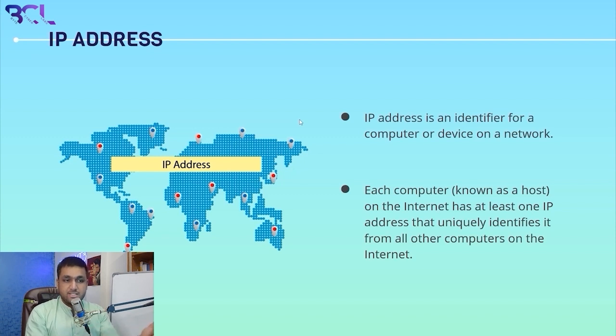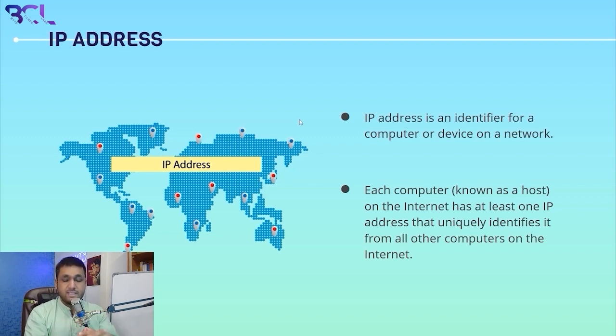Each computer, known as a host, on the internet has at least one IP address that uniquely identifies it from all the other computers on the internet. So this is going to be a unique identification on the internet. If you are using the internet, you are going to get an IP address from your provider, whomever you connect to. Even in a local network, if you're not connected to the internet but connected in a local network of your devices, you are still going to get an IP address, but that IP address will be assigned from your router, your modem, or whatever device you connect with.